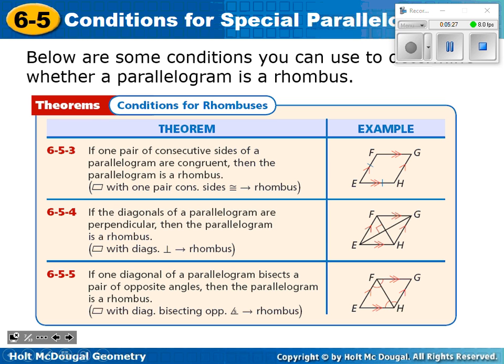And I'll start with the ones that are exactly the same as last class period. So one of the things that was exactly the same is we learned that the diagonals of a rhombus are perpendicular. So if it has perpendicular diagonals and it's a parallelogram, it is a rhombus. Perpendicular diagonals.